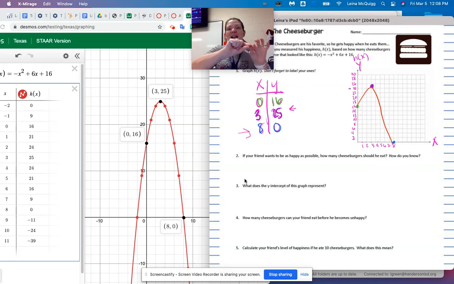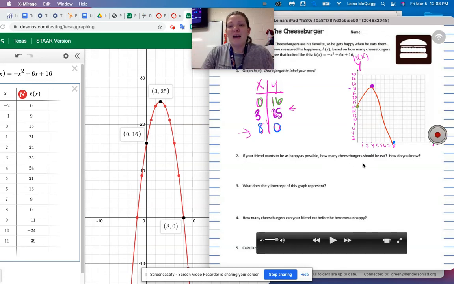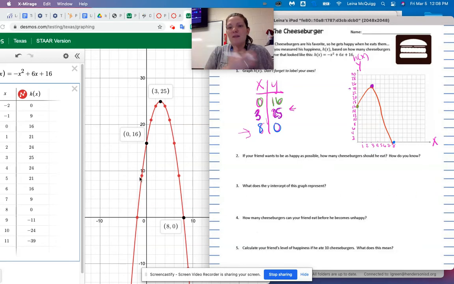So that's what's happening. His happiness is going up, but at a certain point, he's going to eat too many hamburgers and his happiness is going to come back down again. So on number 2, it says, how many cheeseburgers should he eat to be as happy as possible? I've been saying hamburgers. As happy as possible means the highest point, that vertex. So the happiest, he has had 3 cheeseburgers.